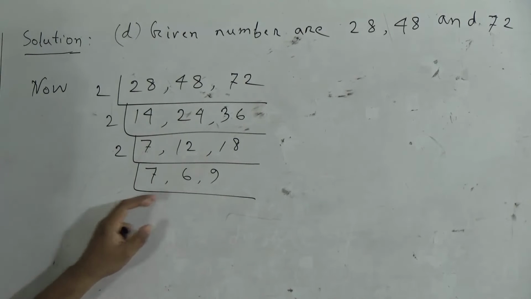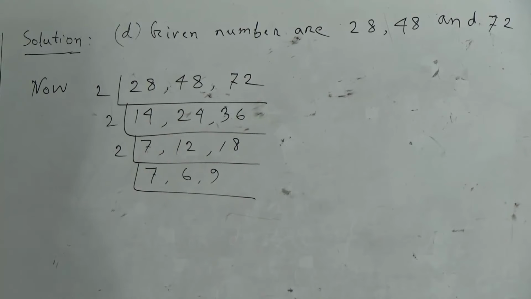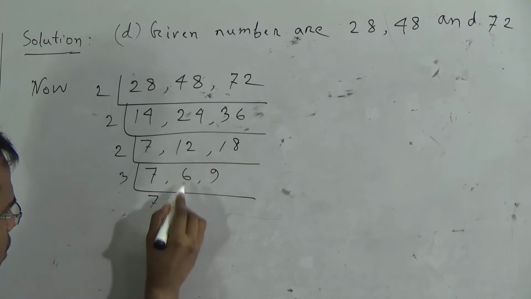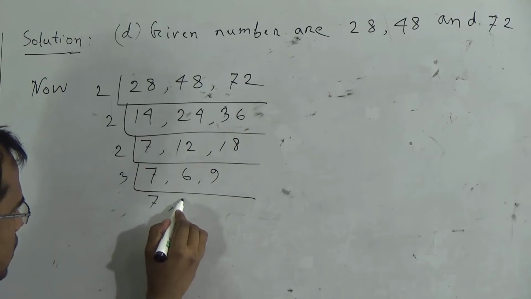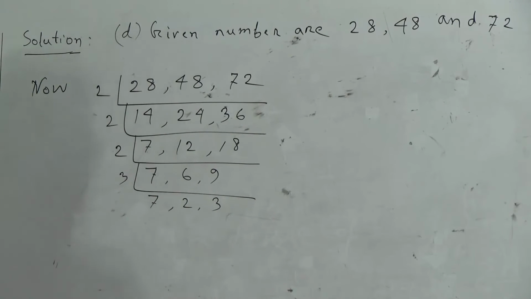If we take 3, then 6 will be divisible by 3, and 9 also will be divisible by 3. So we can take 3 here. 2 3s are 6, so 2 will come. 3 3s are 9, so 3 will come.